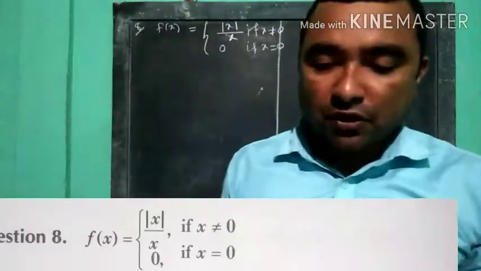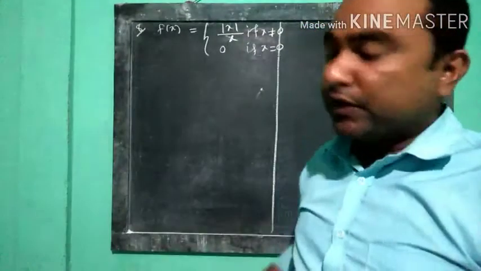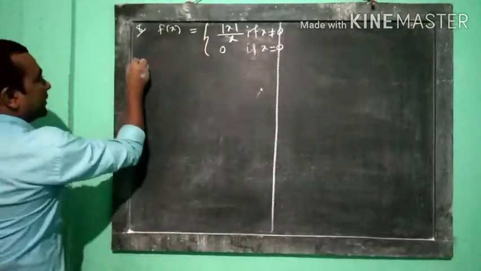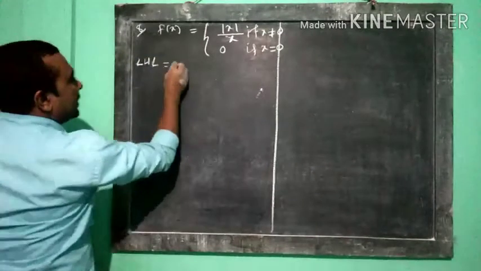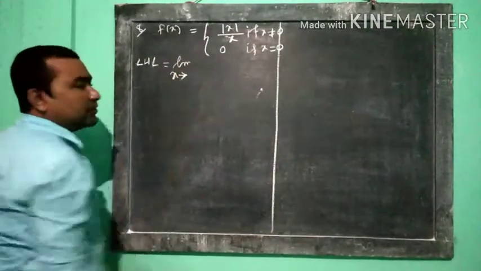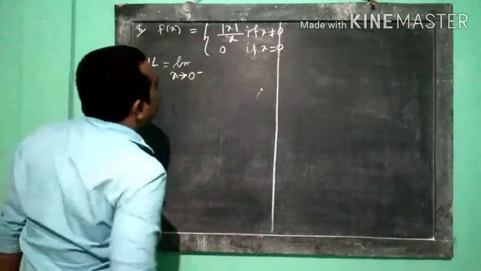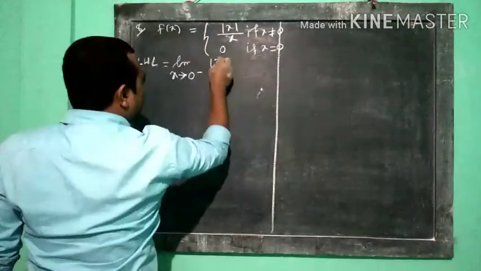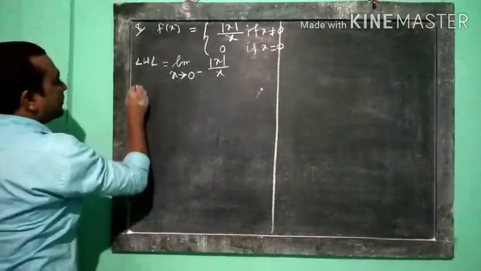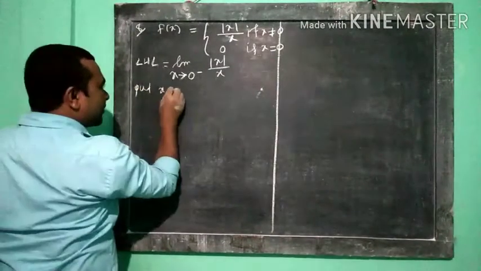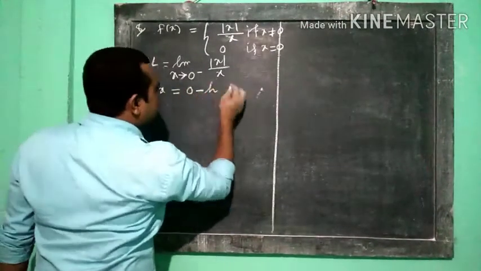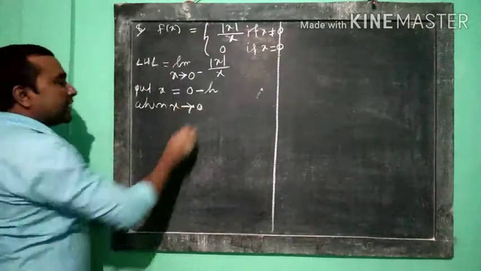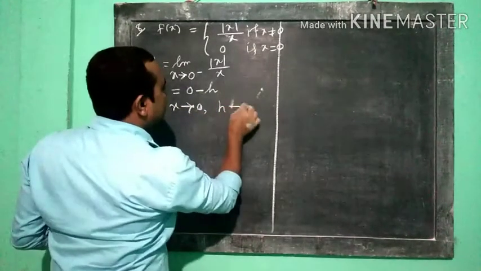So how to solve this? First of all, at which point do we check here? At the point 0. First of all, the left hand limit equals limit x tends to 0 negative. So 0 negative means x not equal to 0, so the function is modulus x by x. Now put x equal to 0 minus h. When x tends to 0, then h tends to 0.